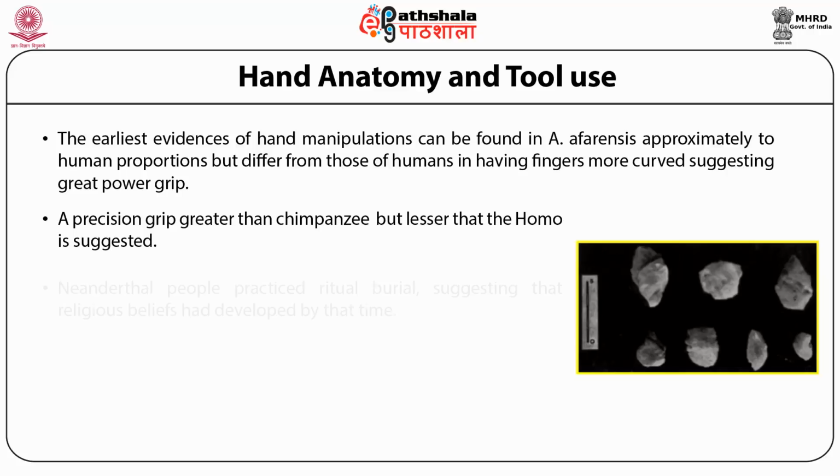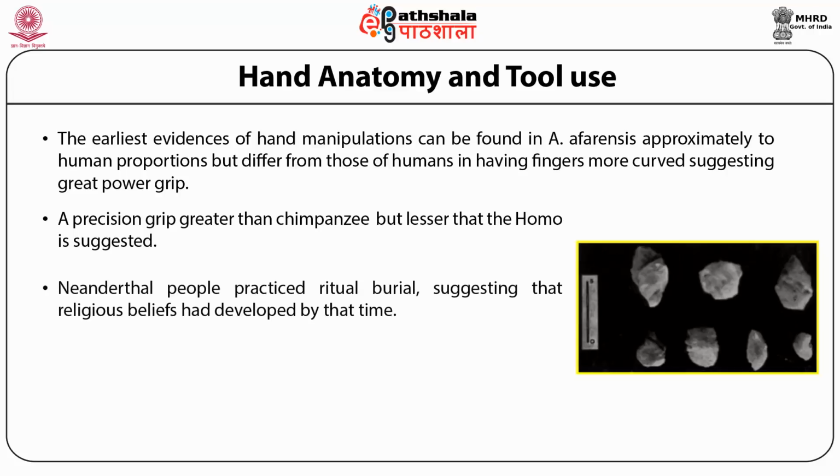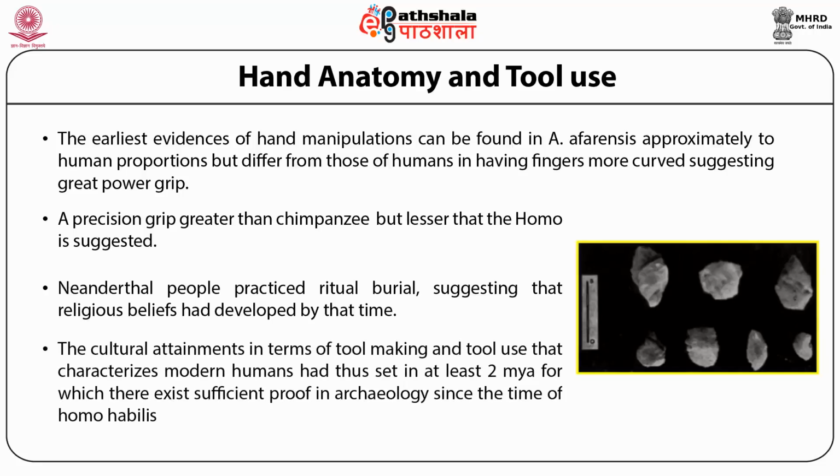spoken language. Neanderthal people practiced ritual burial, suggesting that the concept of soul had developed by that time. Cro-Magnon people began constructing their own dwellings and were living in communities. The cultural attainment in terms of tool making and tool use that characterizes modern humans had thus set in at least 2 million years ago, for which there exists sufficient proof in archaeology since the time of Homo habilis.